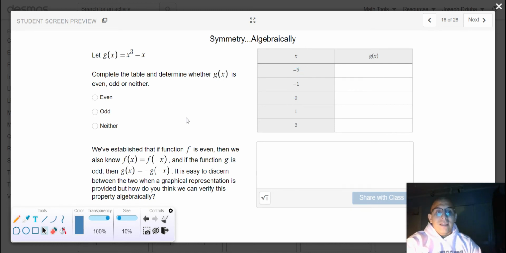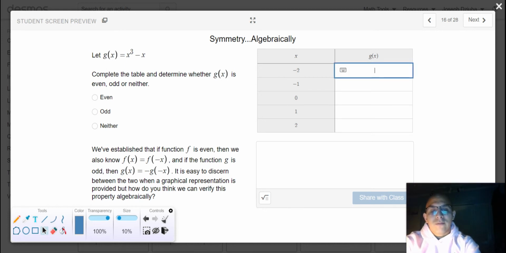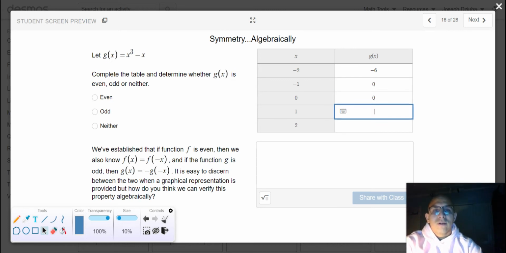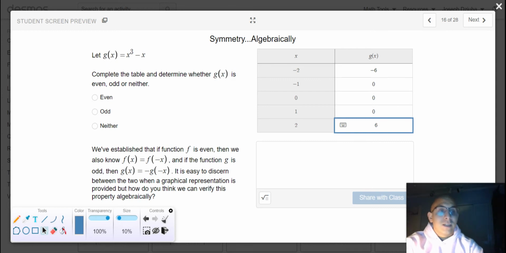But now let's get into the mathematical or algebraic way of identifying whether or not functions are symmetrical. So let's say that we have this function g of x equals x cubed minus x. We would fill in our corresponding values. So negative 2 cubed is negative 8 minus negative 2, plus 2, so it's going to be negative 6. Negative 1 cubed is negative 1, plus 1 is 0. This is also going to be 0. This will also be 0. This will also be 8 minus 2, which is 6.